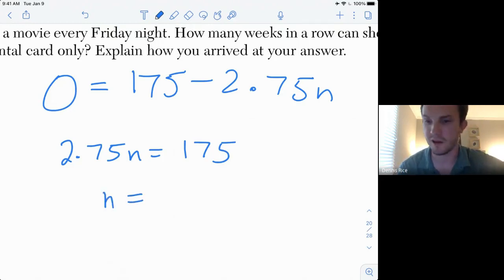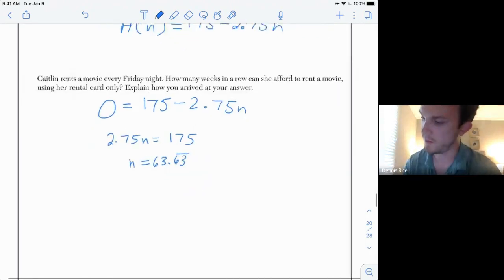Can someone with a calculator tell me, what is that? So 175 divided by 2.75. What do we get? Anyone? Rachel says 63.63 repeating. All right, so let's see what they want answer-wise.